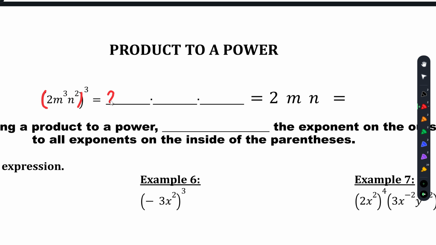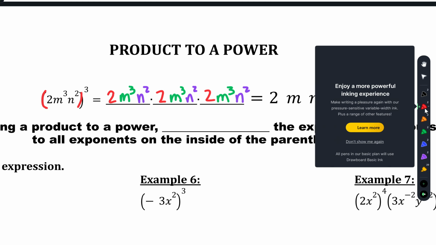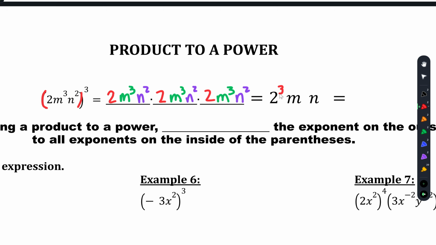This is like saying I have a bunch of 2's. I have 3 2's. This is saying I have a bunch of m to the thirds. And I have a bunch of n squareds. How many total 2's do I have? How many total m's do I have? I have 9 of them. There's 3 in each space, so there's a total of 9 of them. How many total n's do I have? 6 of them.